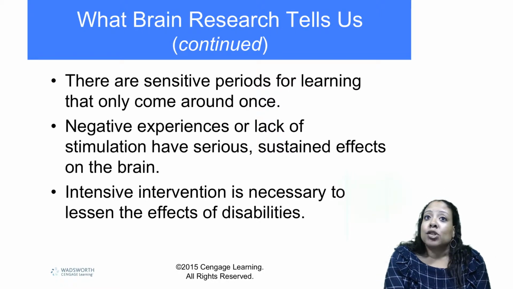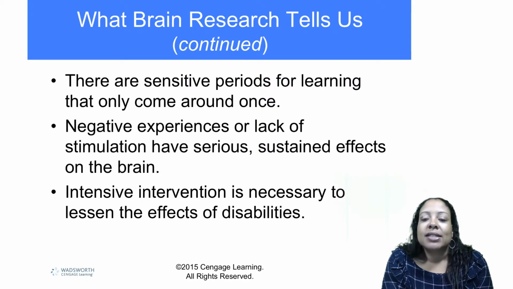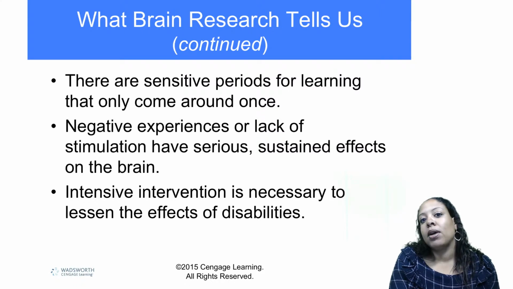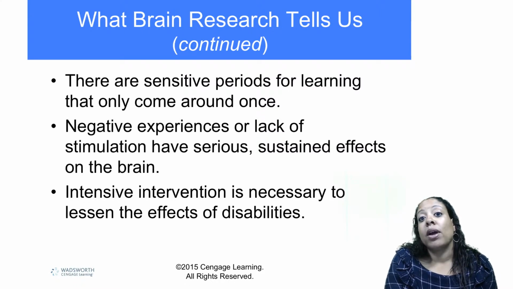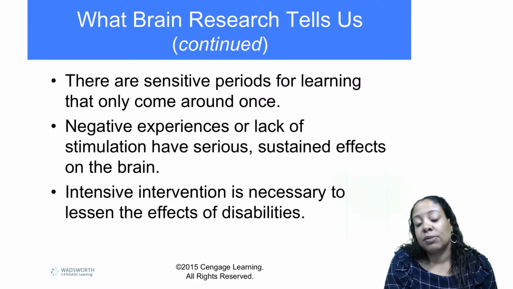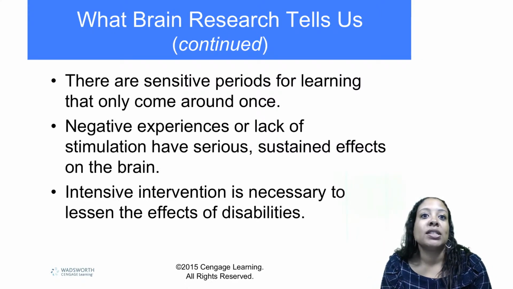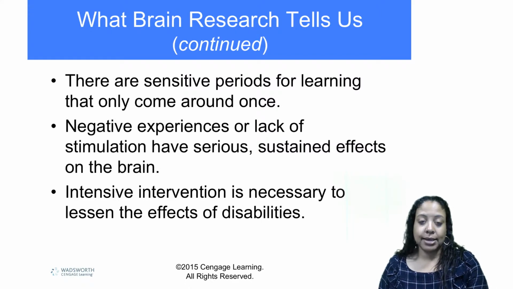Negative experiences or lack of stimulation have serious sustained effects on the brain. There's a lot of research coming out recently about how trauma changes the way that the brain develops. So when you have children who are in traumatic situations, exposed to trauma at a young age, it literally changes the way that the brain develops. Intensive intervention is necessary to lessen the effects of disabilities.